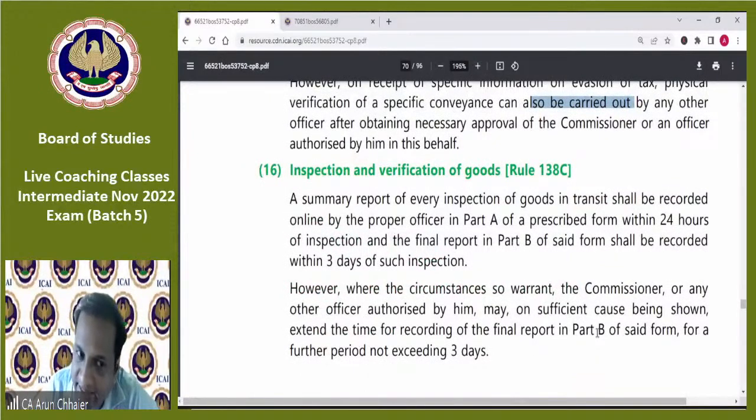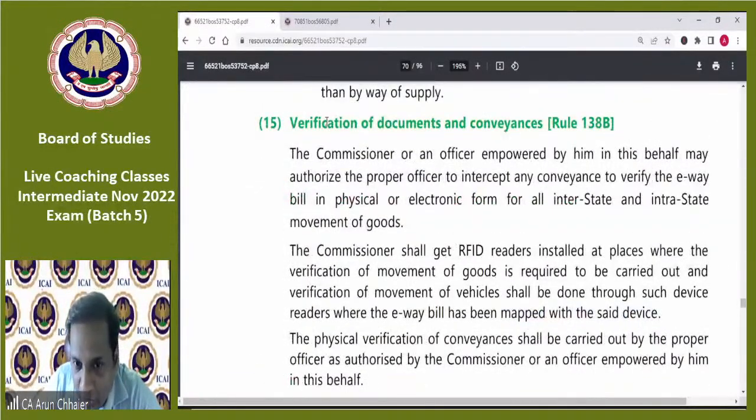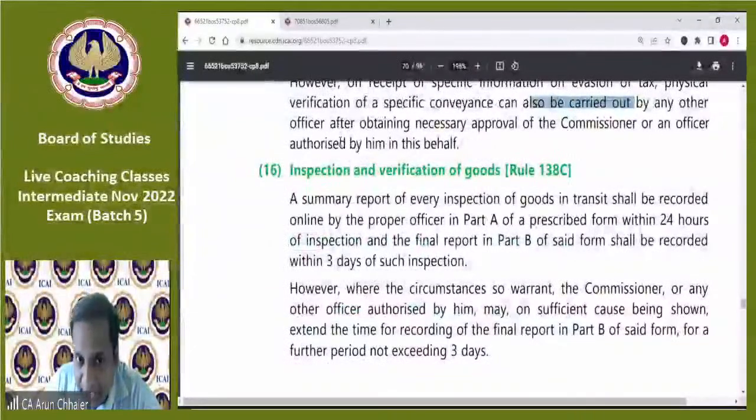Rule 138C is talking about inspection and verification of the goods. What we have discussed in 138B was verification of the document and conveyance. Now they are saying inspection and verification of the goods. Summary report, they are talking about EWB 03, Part A and Part B.